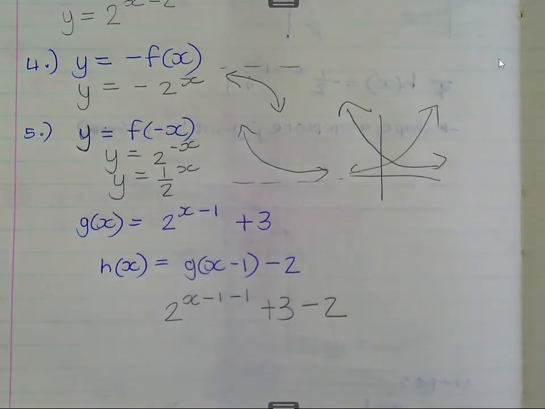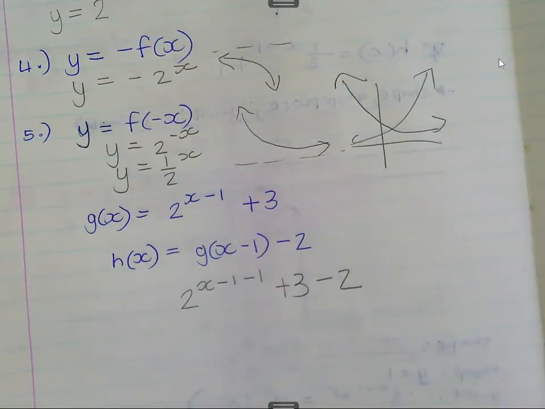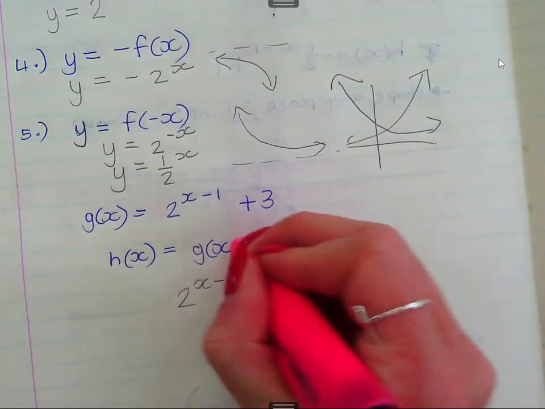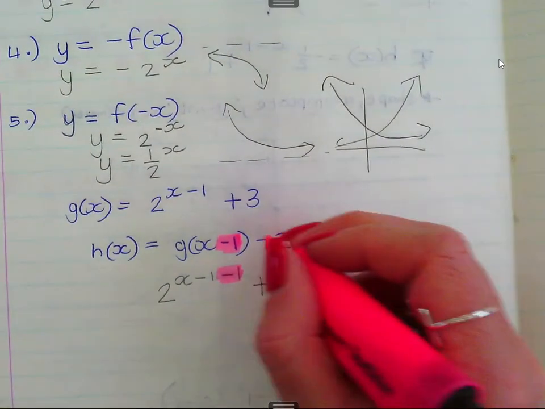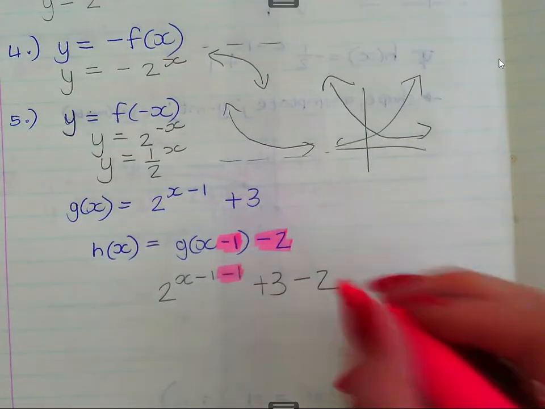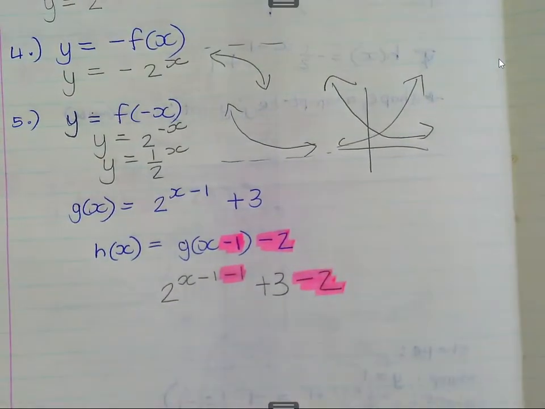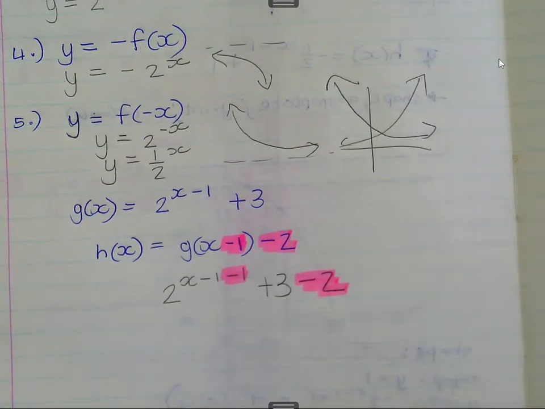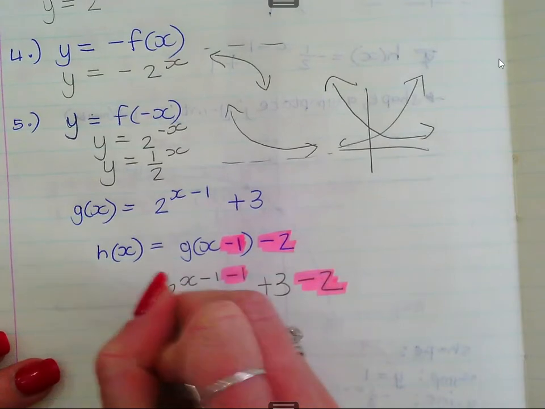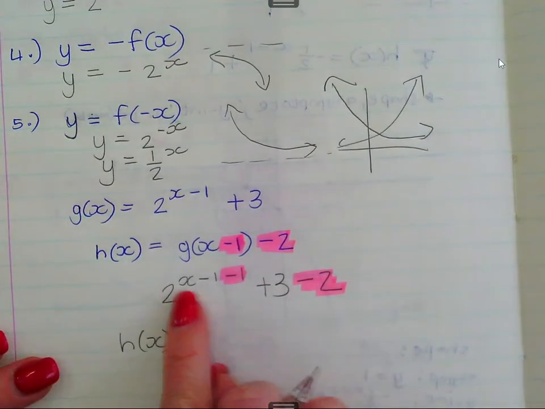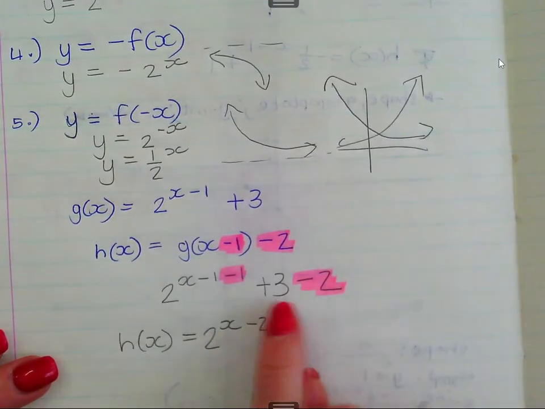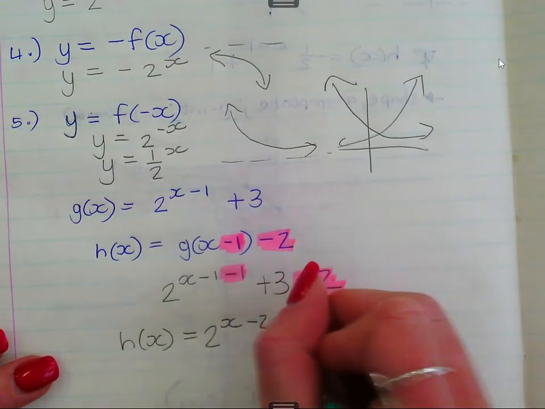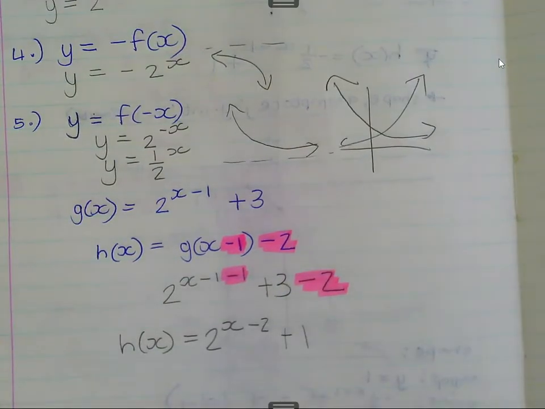So all I did is, let me just show you. I took what it said next to the x, and I put it next to the x. And I took what it said after the f of x function, and I put it after the whole f of x function. So I'm just doing what they're doing. And therefore the equation of h will be 2 to the power of x minus 2 plus 3 minus 2 is plus 1. That's the new equation.